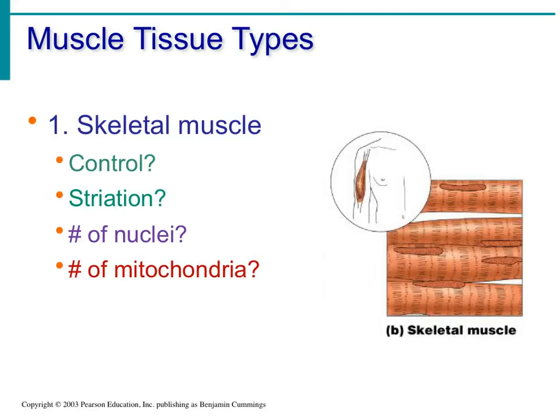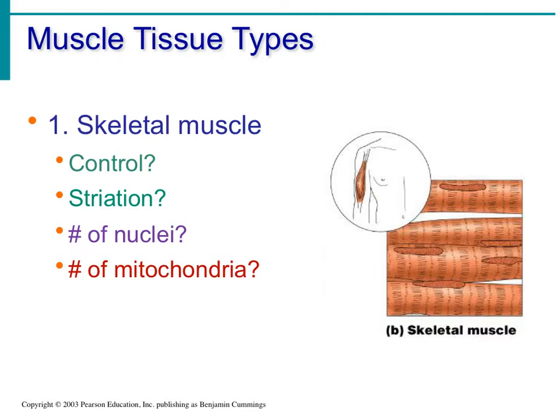There are three main types of muscle tissue. The only one that you need to identify visually, like on a slide, is going to be this first one, skeletal muscle. So this is the one that we'll talk most about all the time as well.